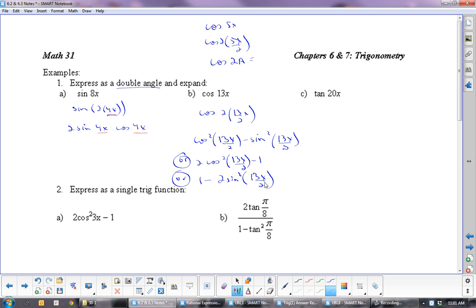Okay, and tan 20x would be tan 2 times 10x. Again, so always double check that equals 20x, and now I can use my formula because this number is going to get substituted in: 2 tan x, and x is 10x, over 1 minus tan squared 10x.